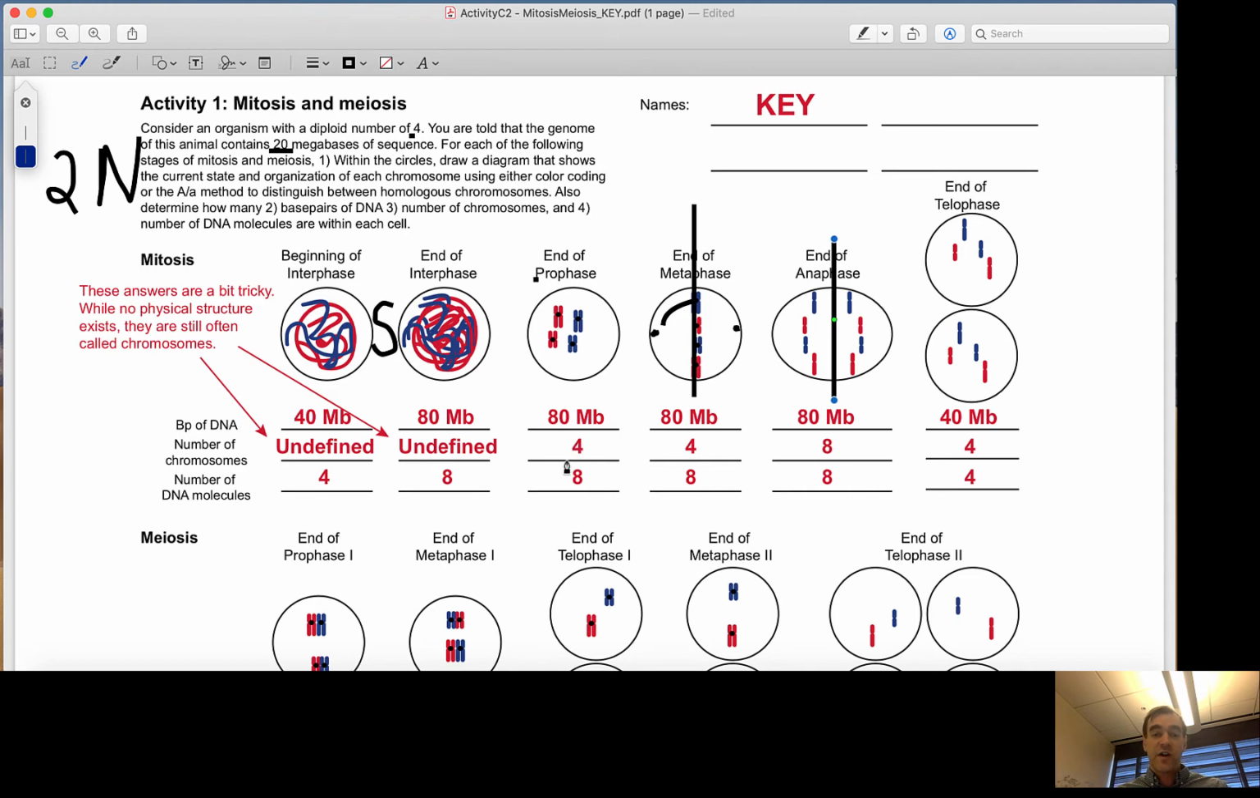At the end of prophase, there's 4 of them, metaphase 4, and then anaphase. We've split these actually into 2. So each chromosome has now been split.